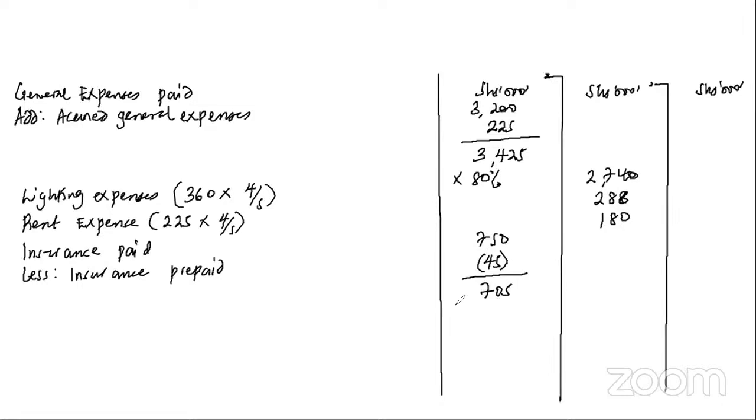According to the additional information, we shall take 3 over 4 of the 705 to the factory. That is approximately 529 when you round off. This is 529. Then you have plant and machinery depreciation.